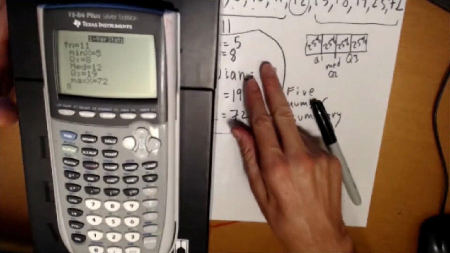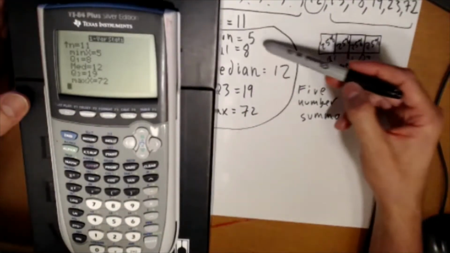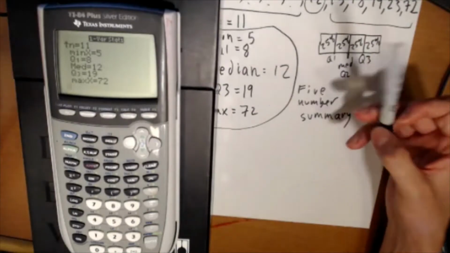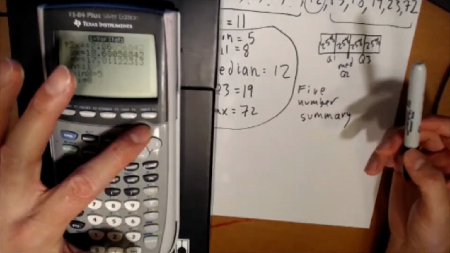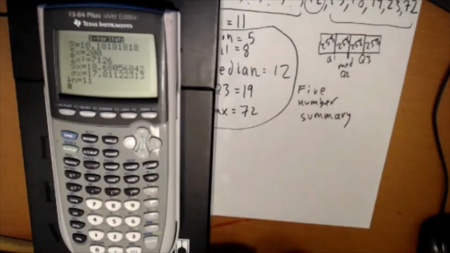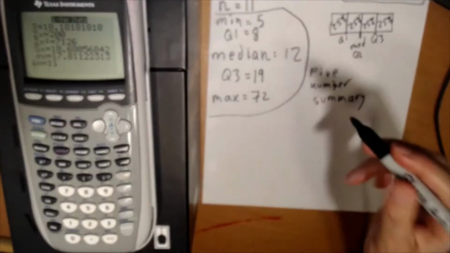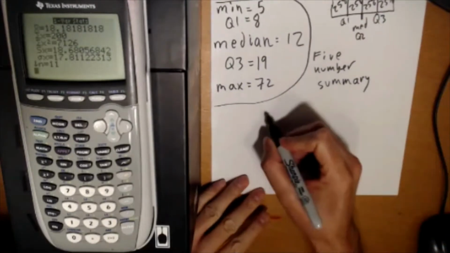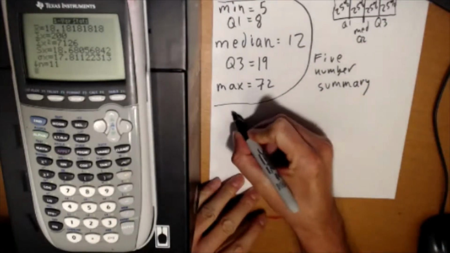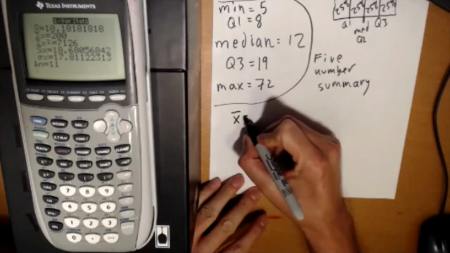Let's see if we got it correct. 5, 8, 12, 1972. Good. It gives us some more information that we're going to talk about more later. But you probably heard of the mean. We call it the average, but technically there are many things that are averages. If you add up all the numbers and divide by how many there are, that's the mean.